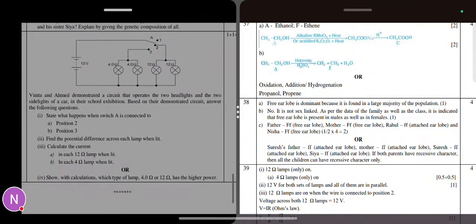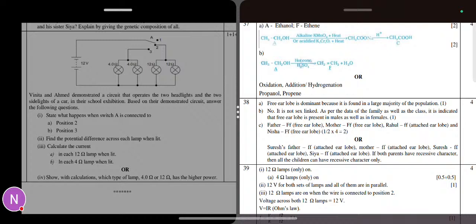39th question, here they have asked. Vinita and Ahmed demonstrate a circuit that operates the two headlights and the two side lights of a car in their school exhibition. Based on this demonstrated circuit, answer the following questions. First question: state what happens when switch A is connected to position 2. So if it is connected to position 2, 12 ohm lamps only, and at position 3, 4 ohm lamps only.